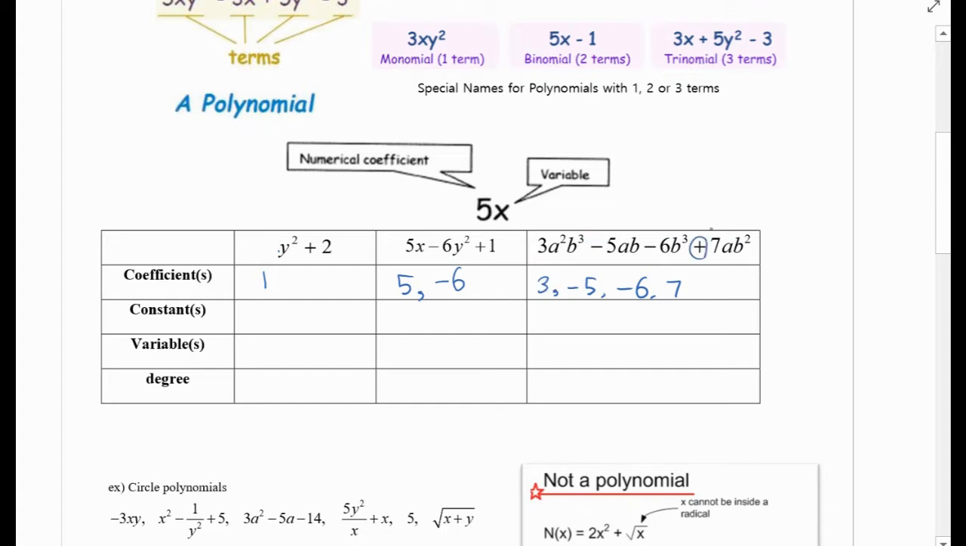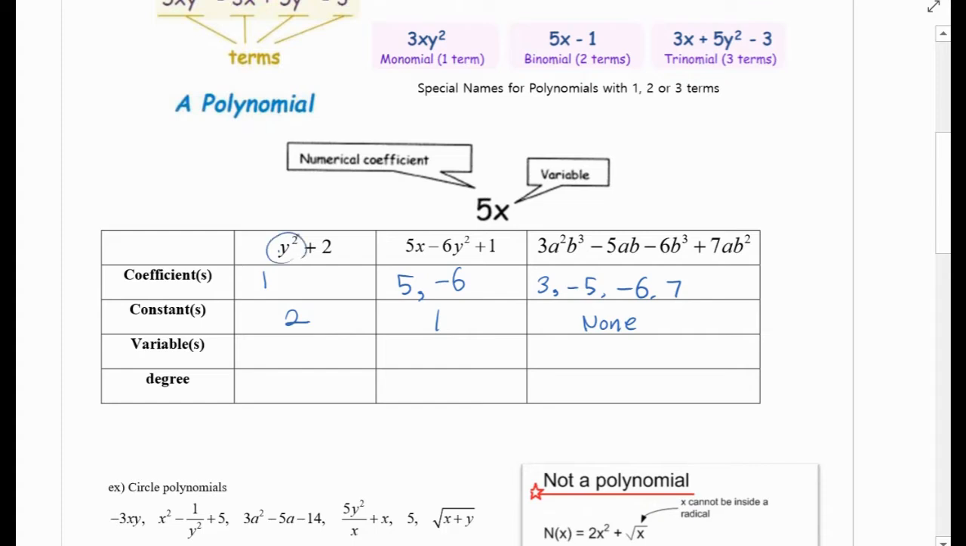If there's a plus, you can just omit the plus. If there's nothing, that means a plus sign, right? So 7. Okay, constant. A constant is a number not attached to a variable. So 2 is a constant. 1 is a constant. There's no constant here.